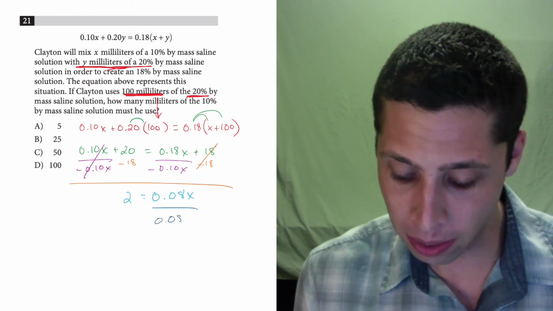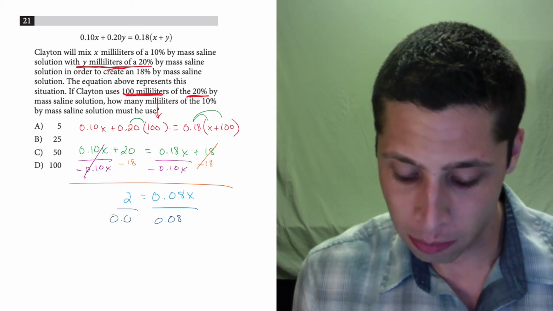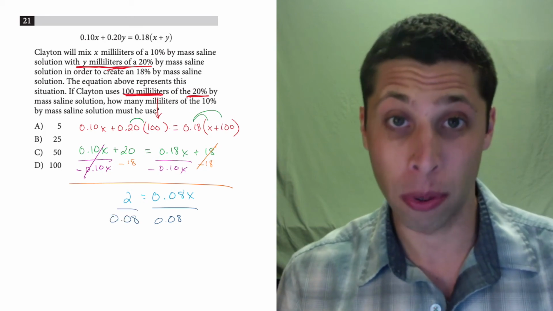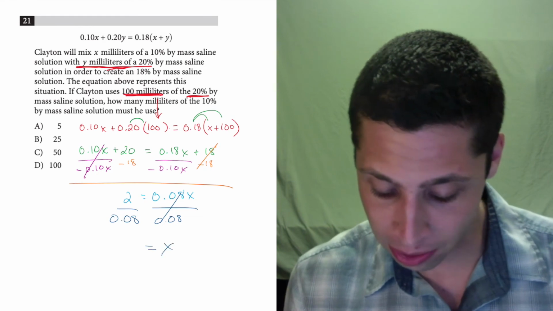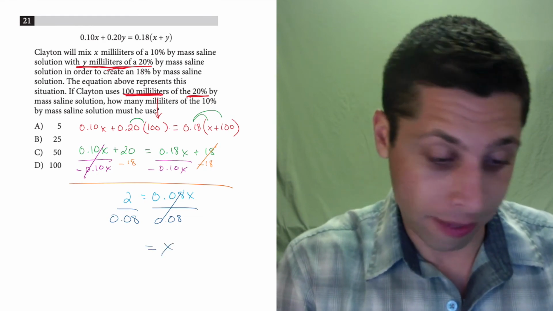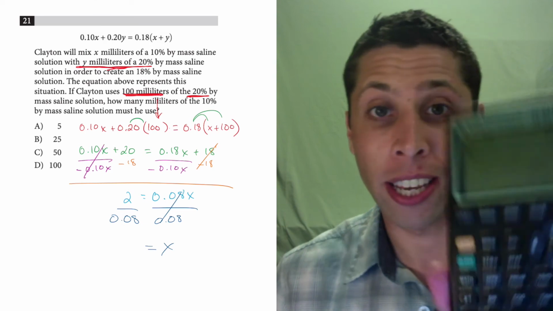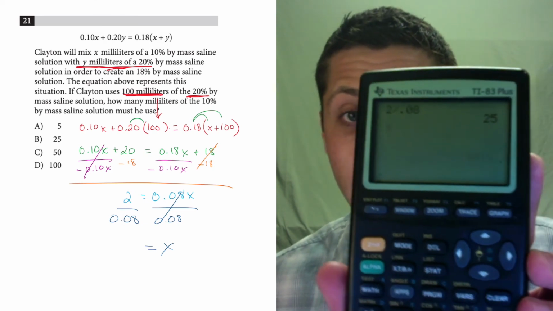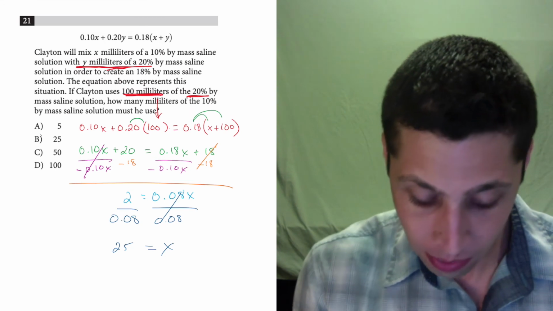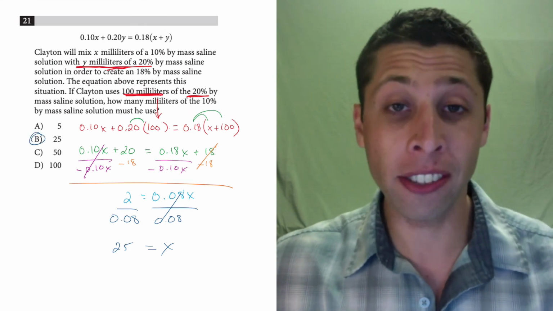And our final step here is the one where we probably should use a calculator. We're going to divide both sides of this equation by 0.08 to get x by itself. You should do that in your calculator. And we should get that 25 is the answer. And that is choice B, which is the answer.